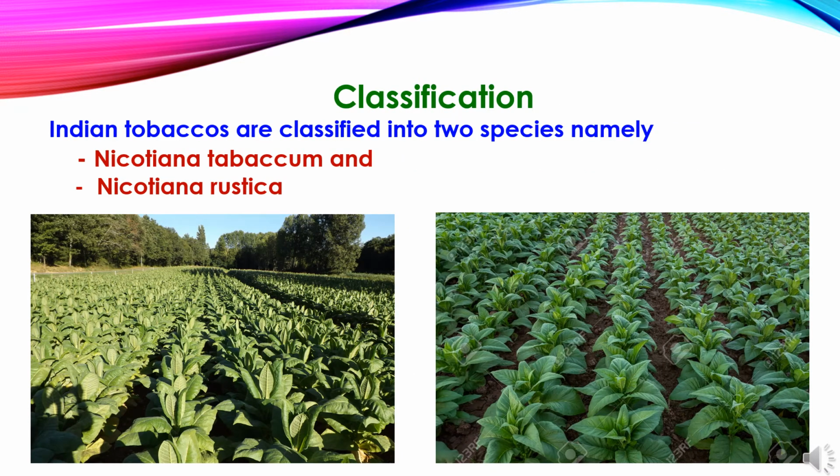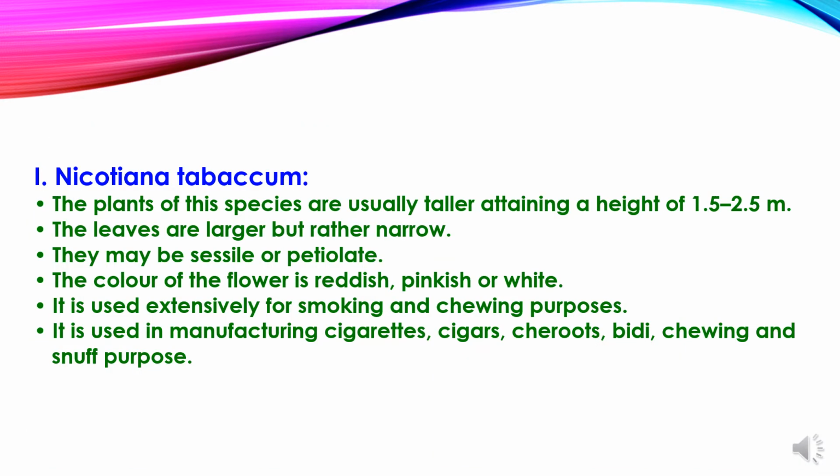Classification of tobacco. Indian tobaccos are classified into two species, namely first Nicotiana tabacum and second Nicotiana rustica. Now to study the first one, Nicotiana tabacum. The plants of this species are usually taller, attaining a height of 1.5 to 2.5 meters. The leaves are larger but rather narrow. They may be sessile or petiolate. The color of the flower is reddish, pinkish or white. It is used extensively for smoking and chewing purposes, and in manufacturing cigarettes, cigars, cheroots, bidi, chewing and snuff purposes.